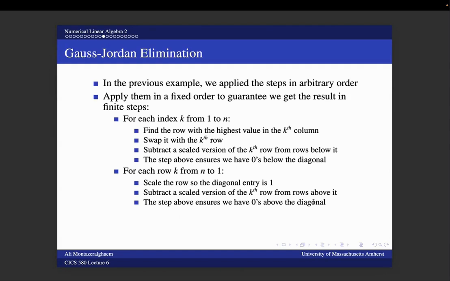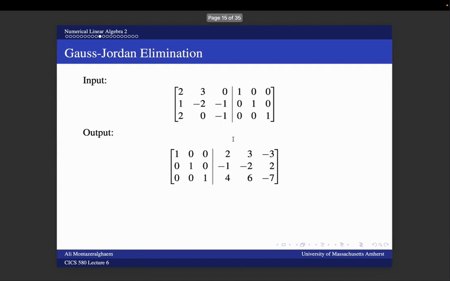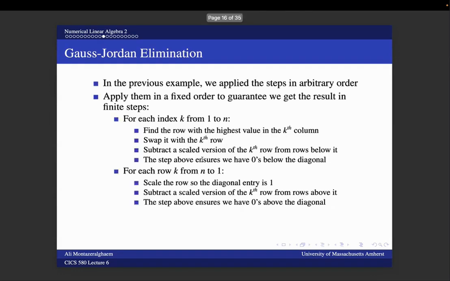So just keep in mind that we have two for loops: the first loop makes sure that we have 0 below the diagonal, and the second for loop is just to make sure that we have 0 above the diagonal.